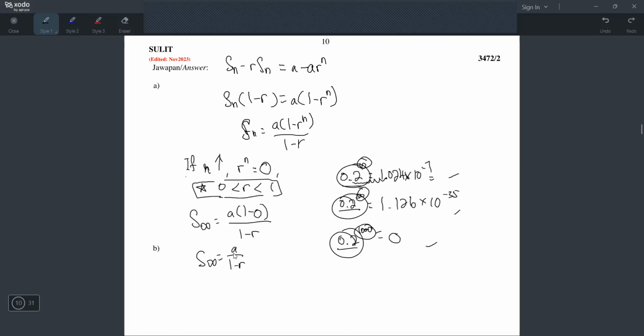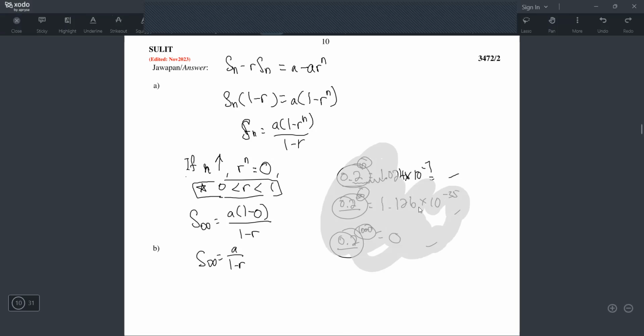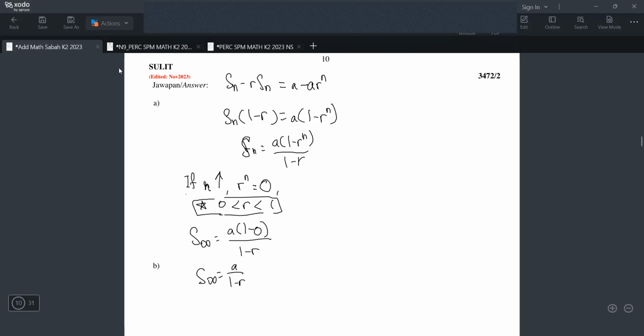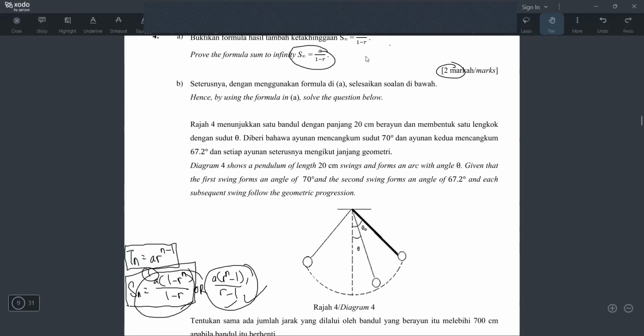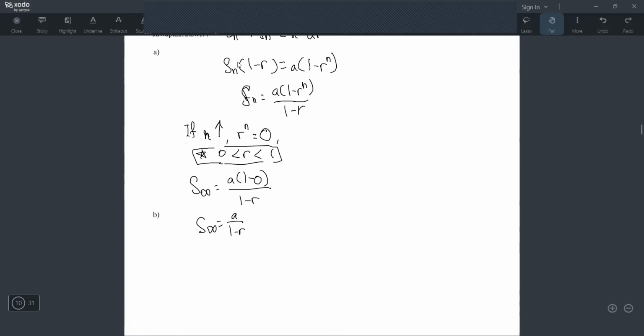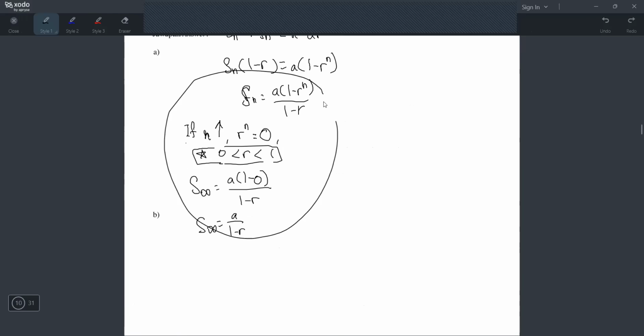So this is how you prove the S infinity formula, right? So I hope you understand my explanation, and I'll erase all this. But let me tell you something. Actually, for this question, you don't need to do all this, because this question is only worth 2 marks. So if it's only worth 2 marks, you only need to do from here to here, right?